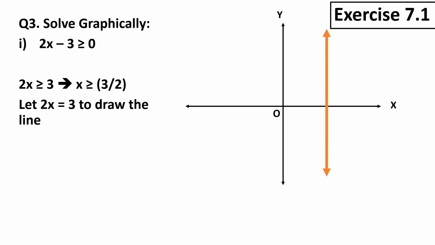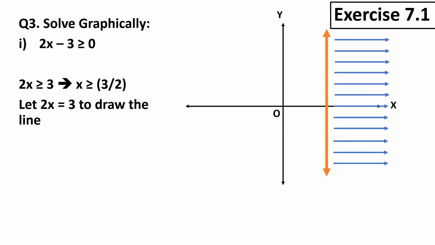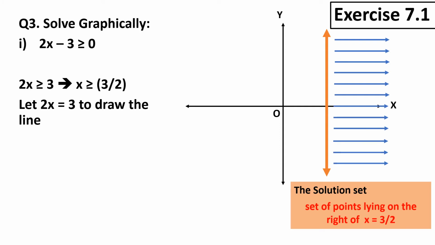So if I draw the line x is equal to 3 by 2, how graphically should I read it? It is x greater than or equal to 3 by 2. So x greater than or equal to 3 by 2 means it is all the points which are lying on the right hand side of the line x is equal to 3 by 2.